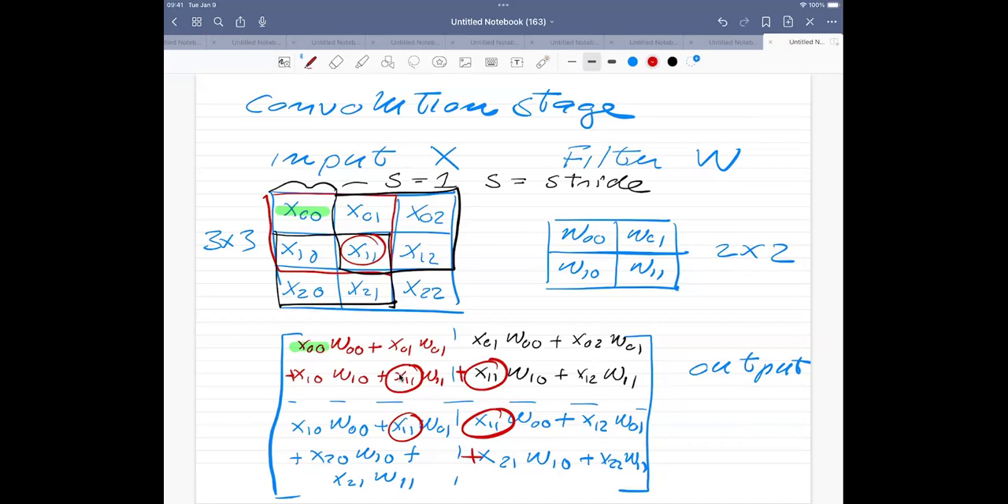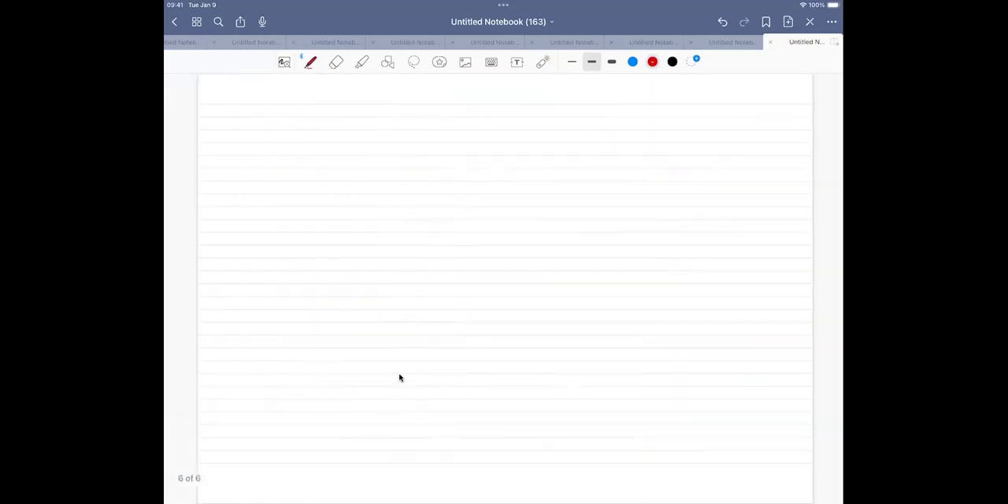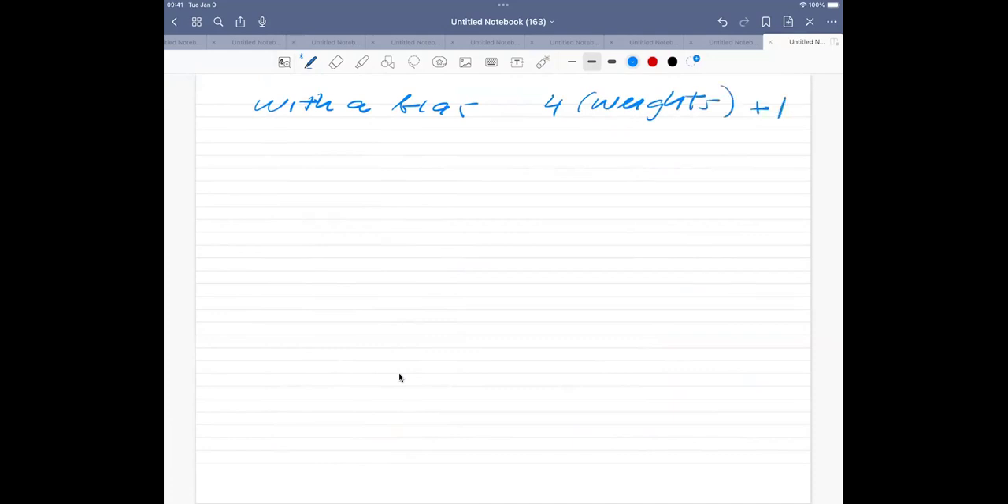Good. So if you now look at what we have done, if we now have a bias to the filter, if we think of the total parameters with a bias, which is typical to introduce as an additional parameter in case your weights by accident are 0, then we have 4 weights plus 1 parameter to train by backpropagation.